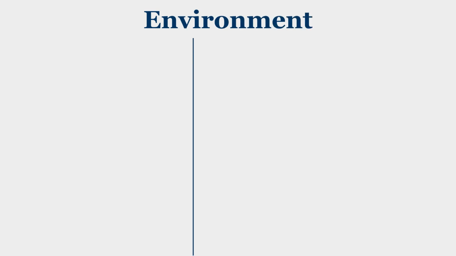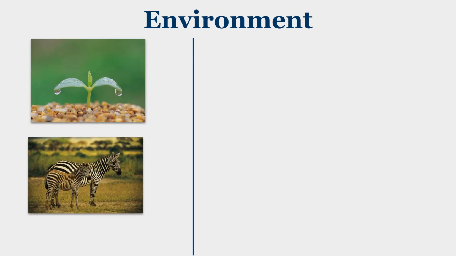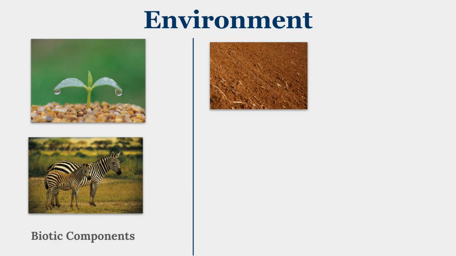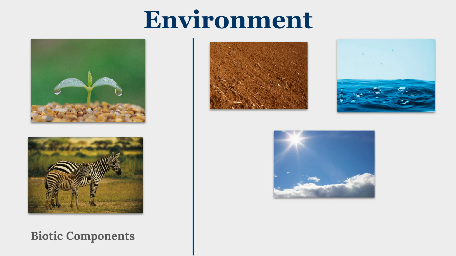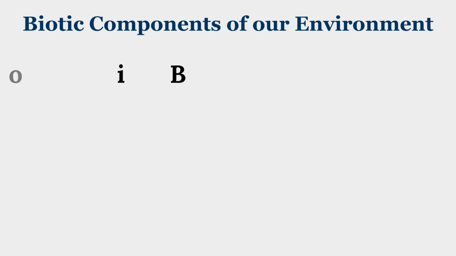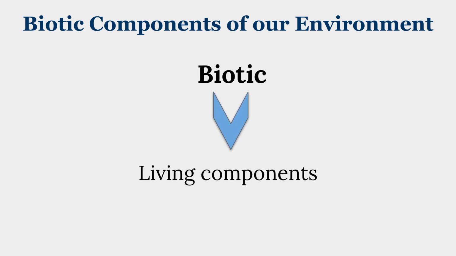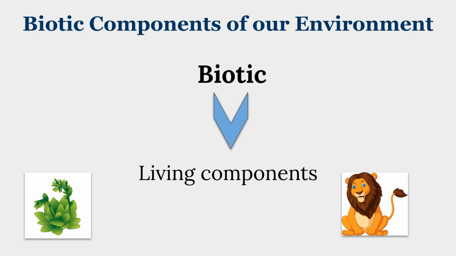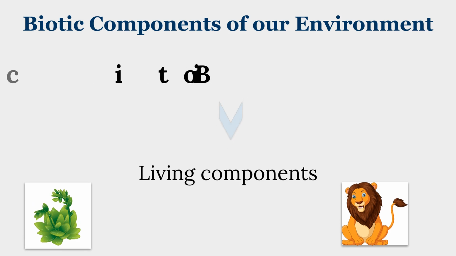Our environment consists of living things as well as non-living things. Living organisms such as plants and animals form the biotic components of our environment. Non-living things such as soil, air, water and light are the abiotic components of our environment. Biotic components mean living components. Biotic components are those that have life. Plants and animals are biotic components.